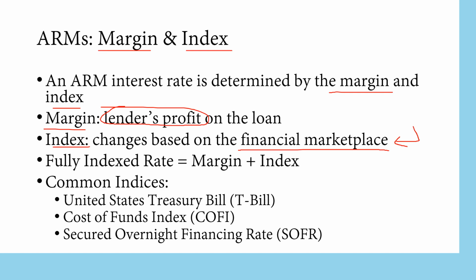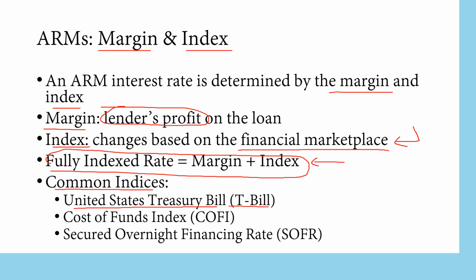What you have to understand here is this equation, the fully indexed rate equation. The fully indexed rate is basically the margin plus the index. So fully indexed rate equals margin plus index. And common indices include the United States Treasury bill or T-bill, the cost of funds index or COFI, and the secured overnight financing rate or SOFR.